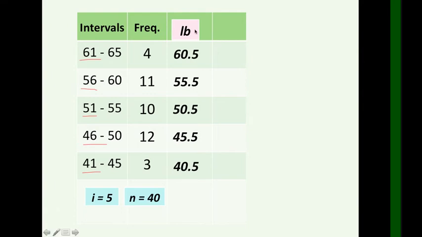It is always automatic that for the lower boundary, we subtract 0.5 from the lower number of the interval. If we are talking about the upper boundary, we will add 0.5 to the highest number. Now let us not talk about the upper boundary. Let's talk about this lower boundary, okay? Always remember that in lower boundary, we will just subtract 0.5 from the lower number of the interval.